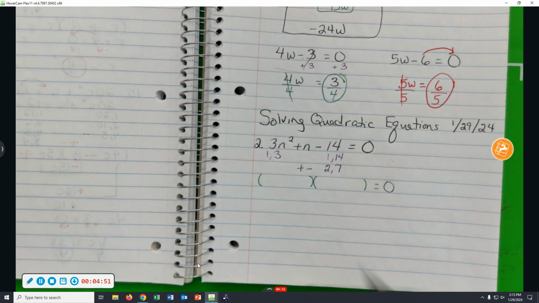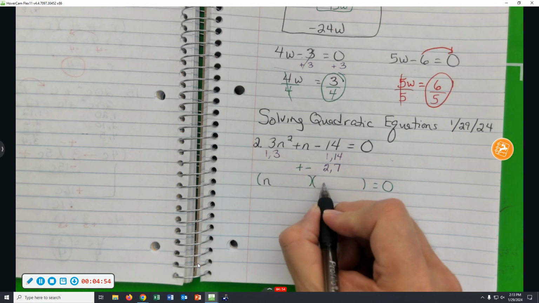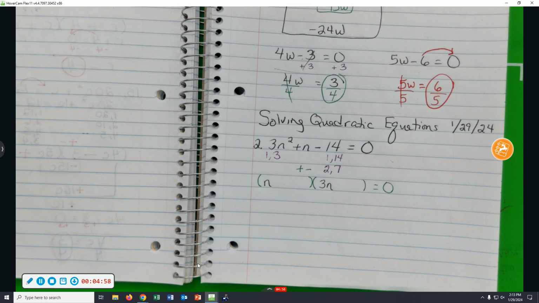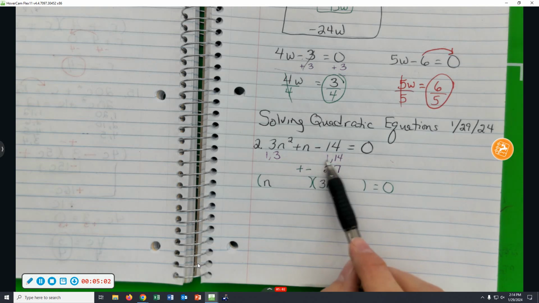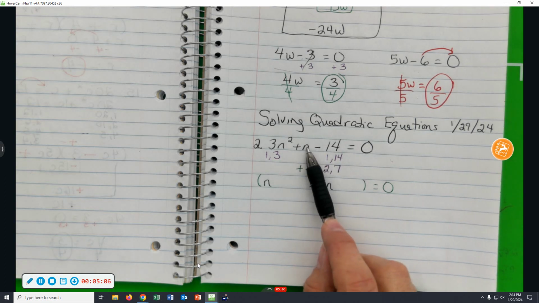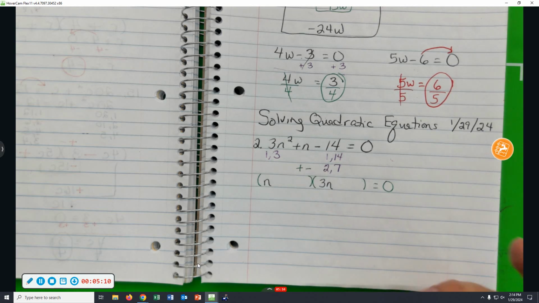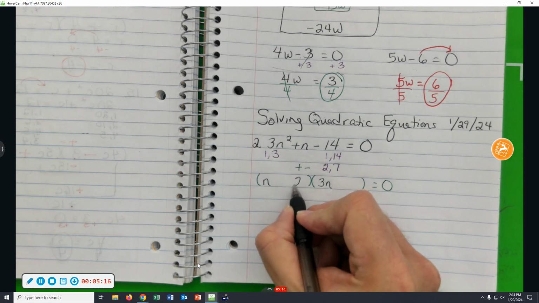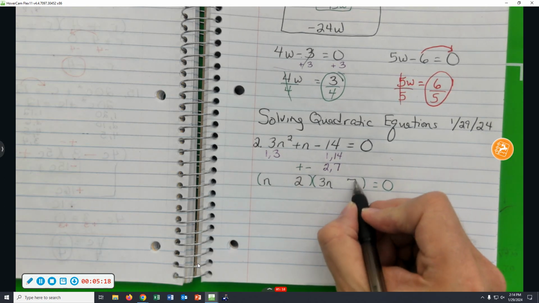Now for 3n squared, I'll just try n times 3n. There's really no other possibility. I'm thinking the 1 and 14 would just get the numbers too big, because our middle term is just a 1n. So, y'all call the 2 and 7? How would y'all put those? Would y'all put the 2 here and the 7 there?